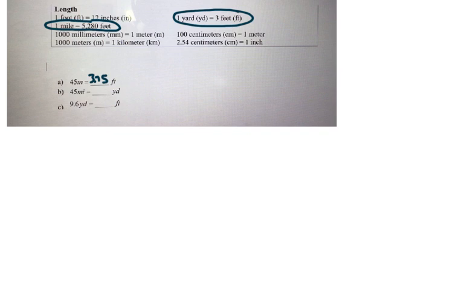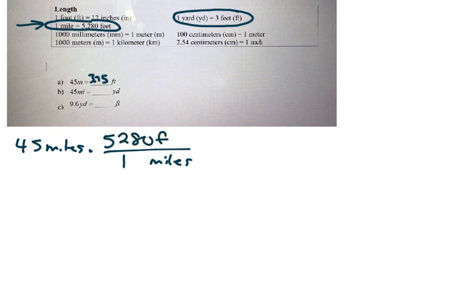So let's start with our 45 miles. And we know that our fraction will have to have miles here. So we're going to start with this conversion here, where we have 1 mile is 5,280 feet. And that will help us cross out the miles. Now our answer, once we multiply, is going to be in feet. But we don't want that. We want it in yards.